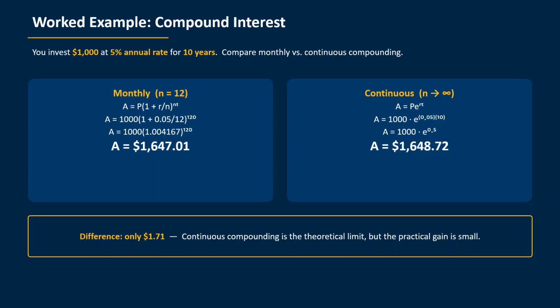This illustrates why continuous compounding is such a useful approximation. It simplifies the mathematics considerably while producing results that are nearly identical to frequent discrete compounding.